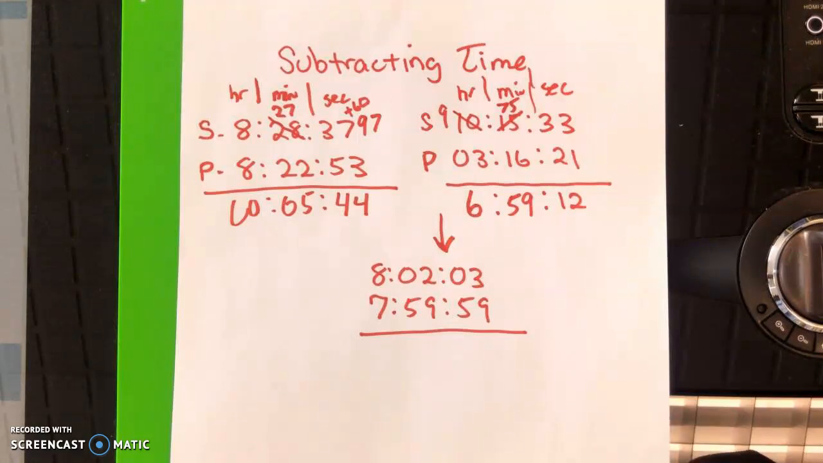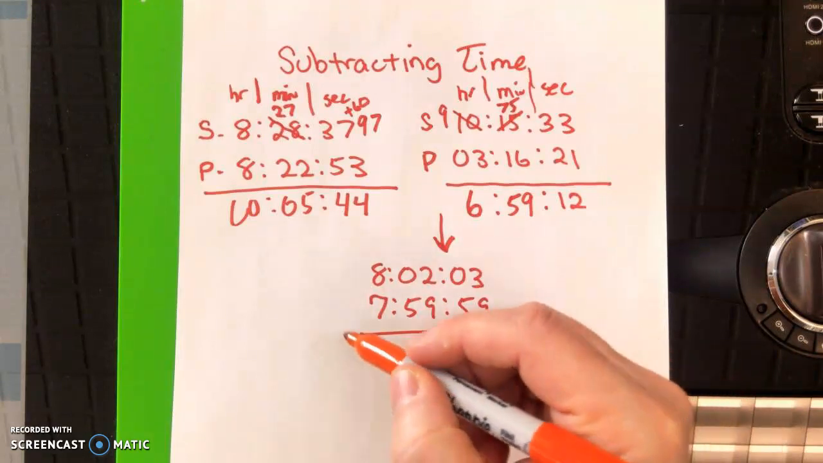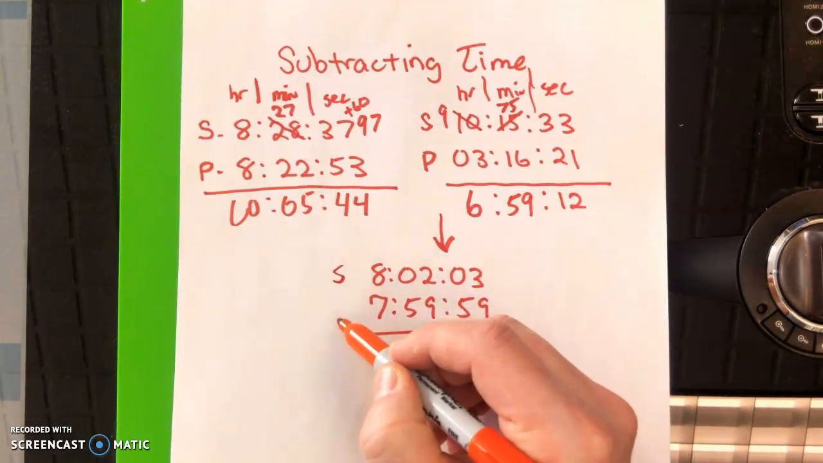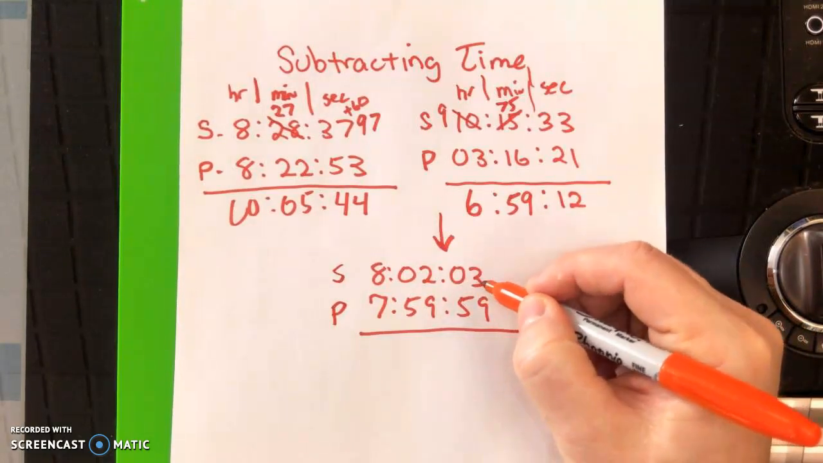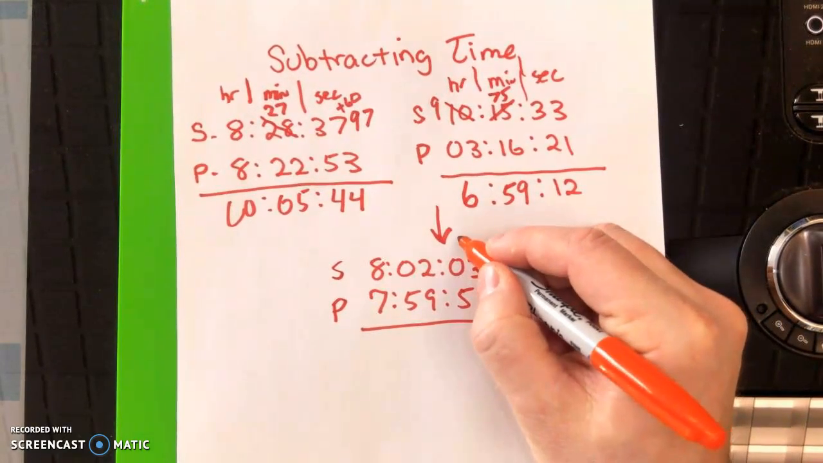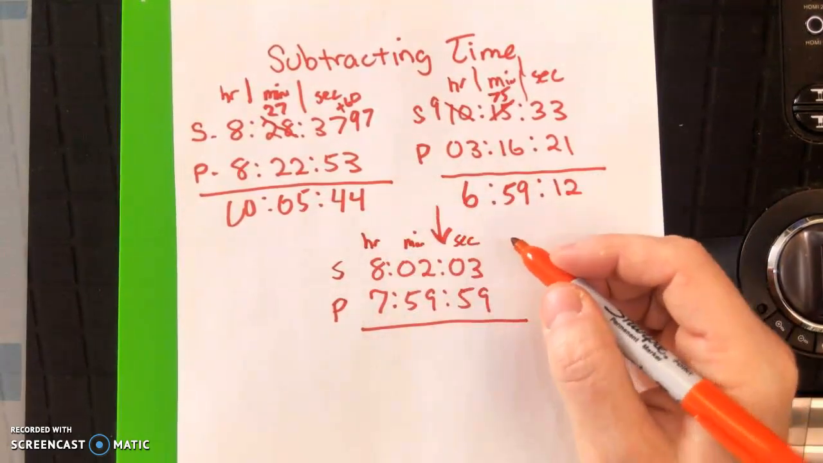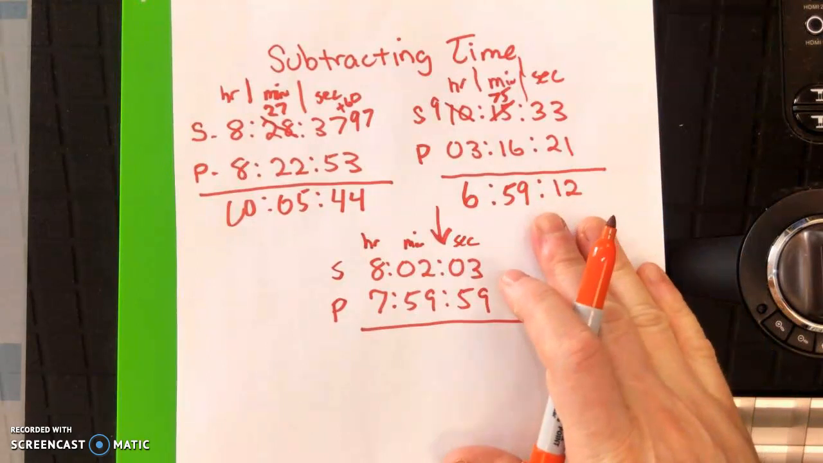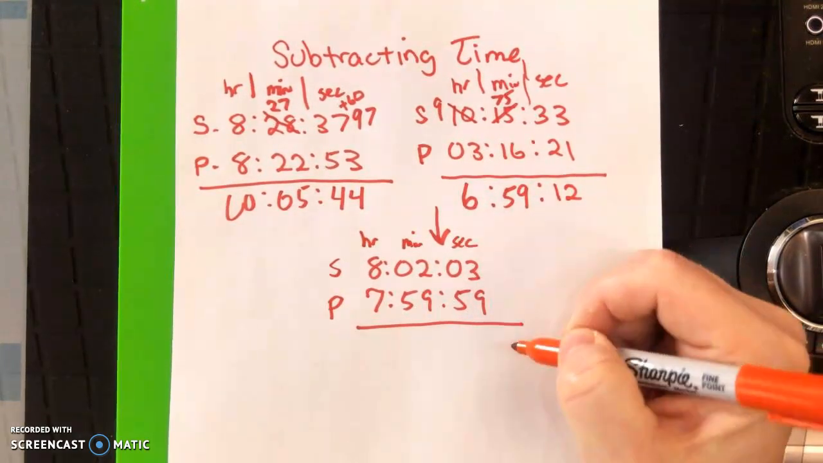Okay, so we're going to solve this last problem here, a subtraction problem. Again, we have our S wave and our P wave time, and we're looking to find the difference. We have our seconds, minutes, and hours. We're going to look at our seconds first, and we notice that we can't subtract 59 from 3.